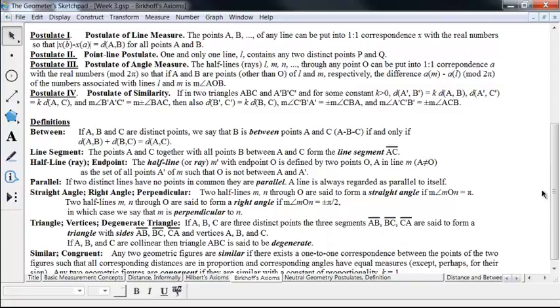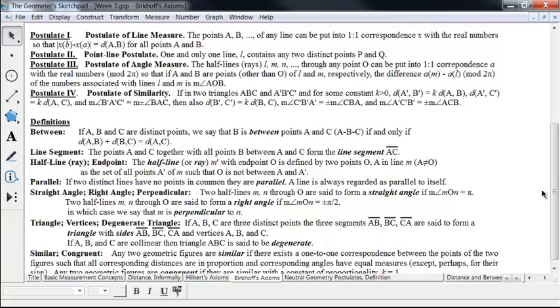It has a certain advantage there. So then we can go in and define things like between, which were left as undefined terms in Hilbert's approach. For example, if A, B, and C are distinct points, we say that B is between points A and C. We notate that A-B-C if and only if the distance from A to B plus the distance from B to C is the distance from A to C. That's the actual definition we're going to take in this class. So we'll actually define between rather than leave it as an undefined term.